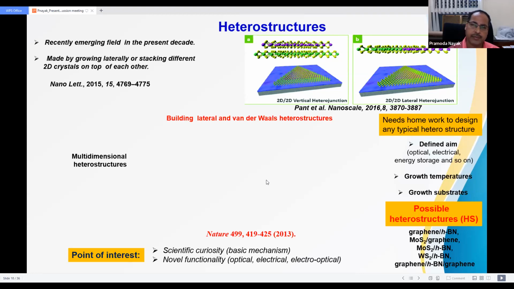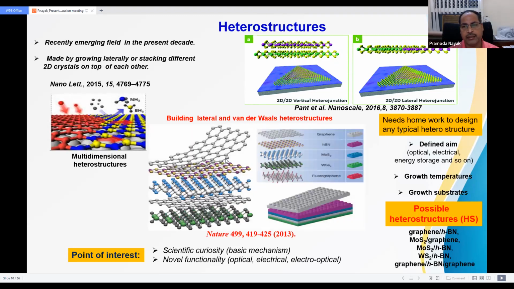You can first prepare one material, then using the wet transfer technique, you can transfer another material onto that one, then you can get the vertical heterostructure. So you have a pool of materials, like hexagonal boron nitride, molybdenum diselenide, tungsten diselenide. Then you can make different types of heterostructure according to your own needs.